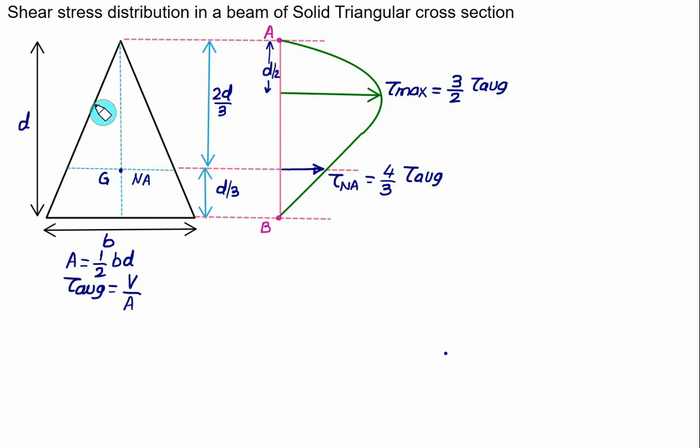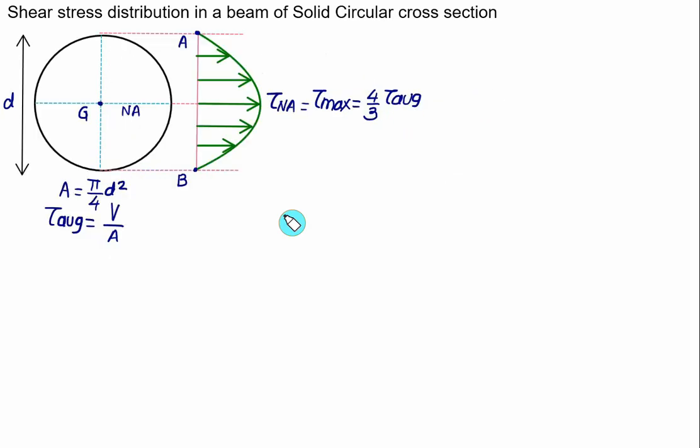Suppose I take this depth, then if I consider the bottom area, it is a maximum area. In that case, we have maximum shear at a depth equal to d by 2 from the top fiber, that is equal to 3 by 2 times the average shear. And in the case of a circular section, the maximum area is possible if we take the fiber exactly at the neutral axis, that is, top and bottom are equal area.